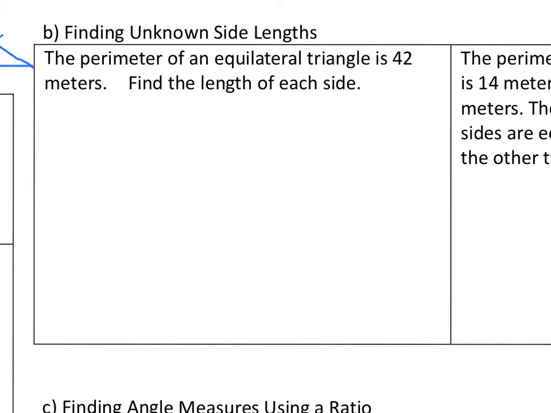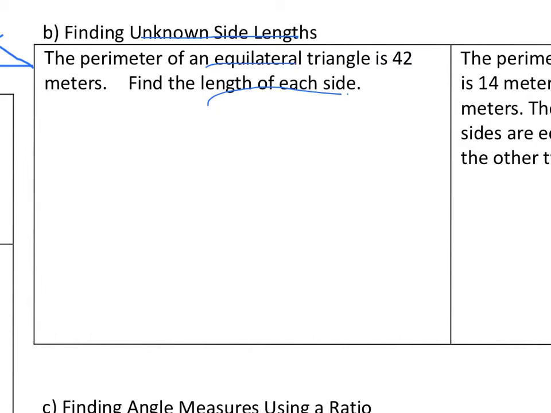Okay, part B, let's take a look at problems with no pictures, where you have to find the unknown side lengths. Well, you will have to be the one drawing the picture now. The perimeter of an equilateral triangle is 42 meters. Find the length of each side.